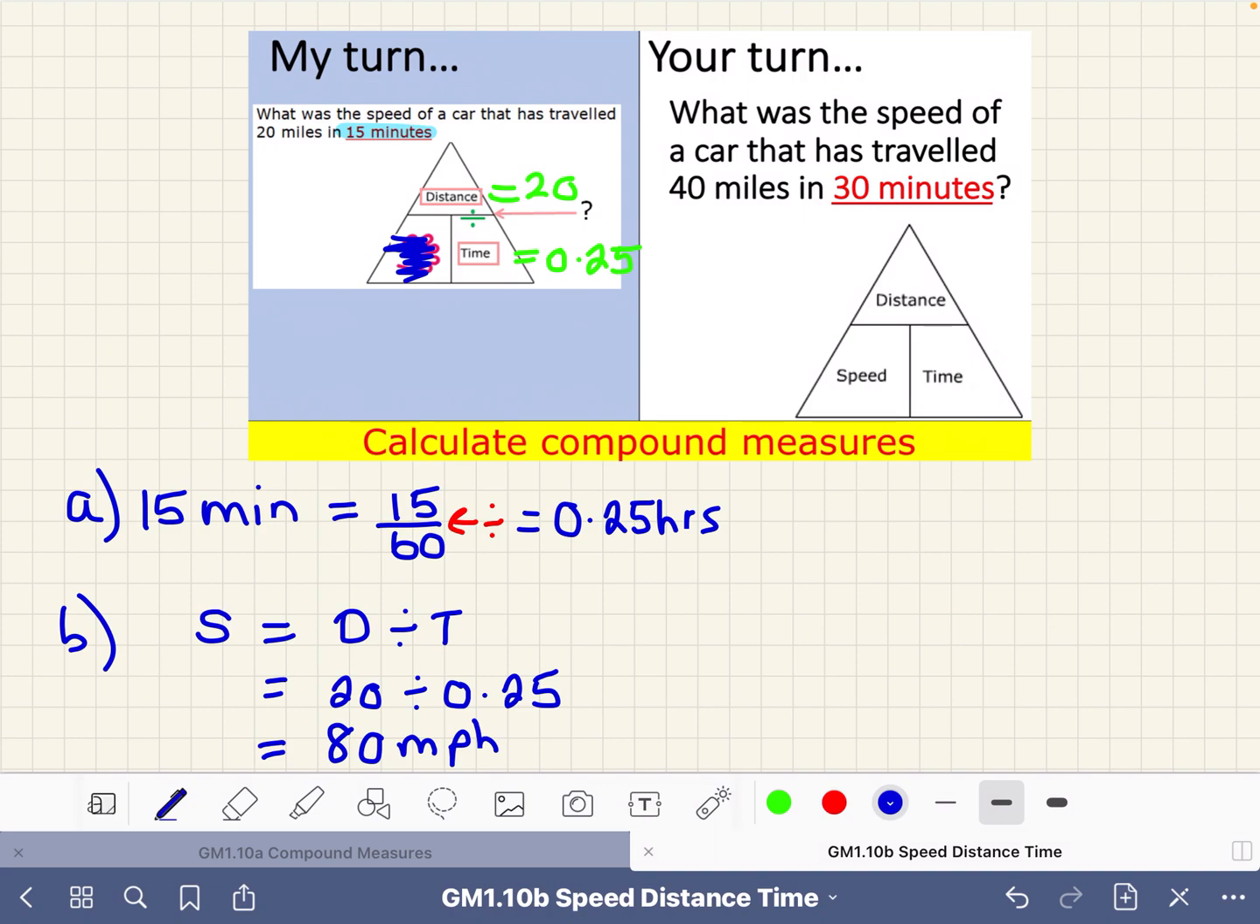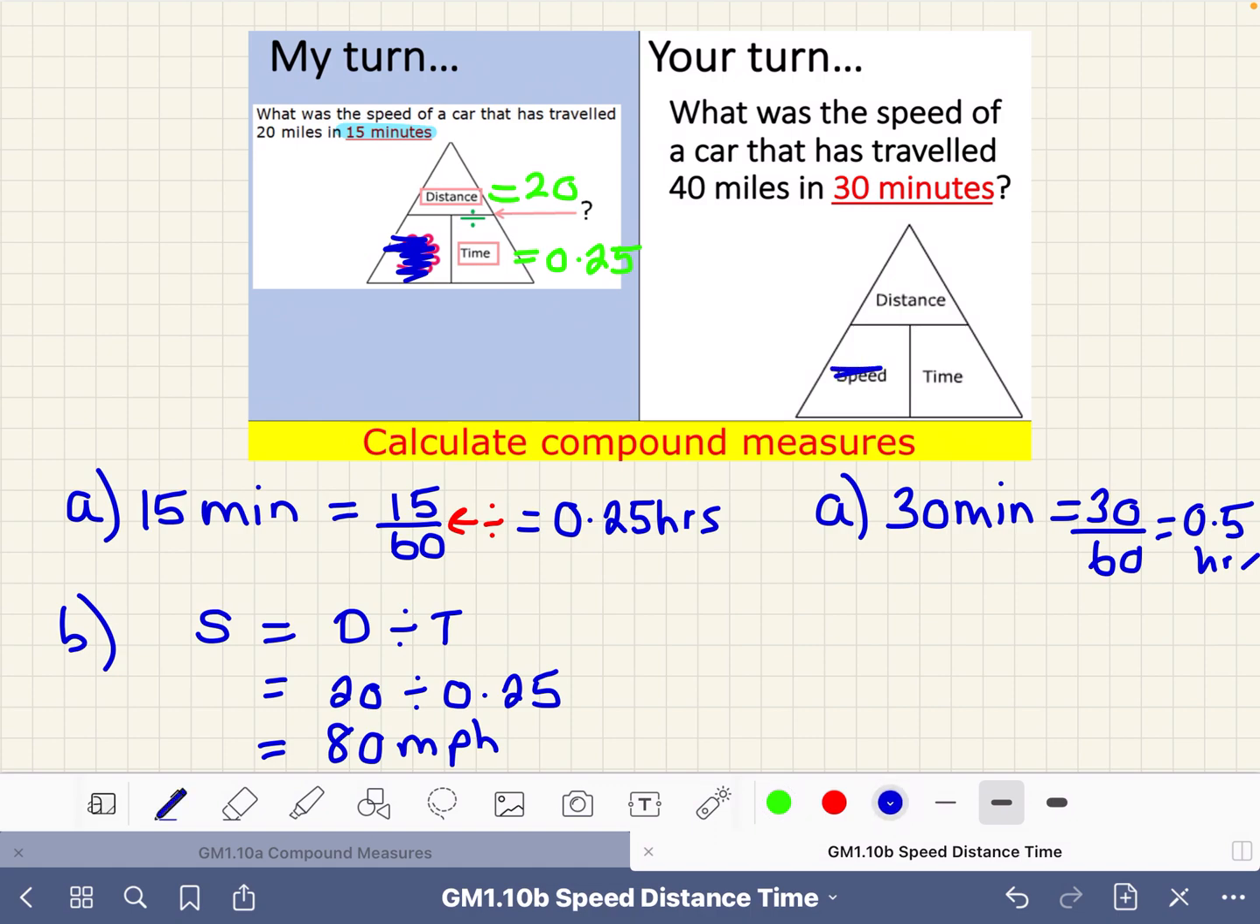Please press pause and calculate the speed of the car for the your turn question. Okay, so part A. We need to know that we have 30 minutes and we want it as a decimal time. 30 minutes is equal to 30 divided by 60, and lots of you will spot that that is 0.5 hours.